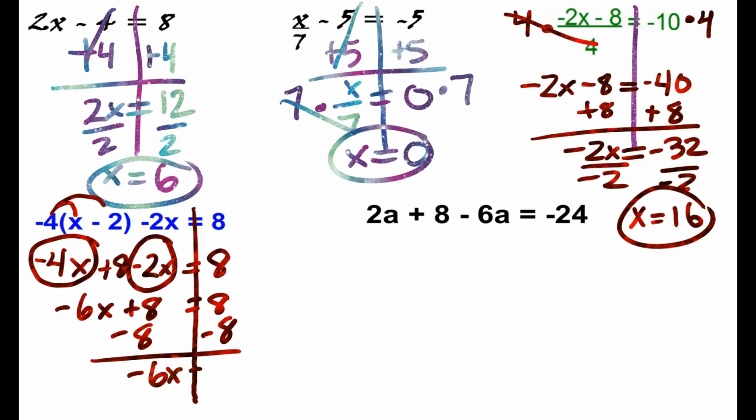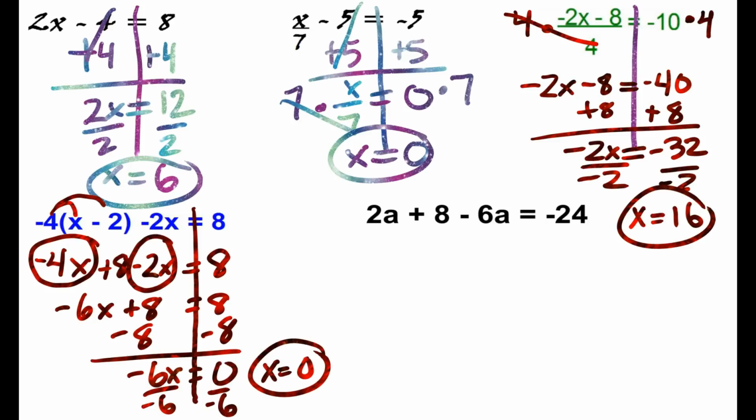Negative 6x is equal to 0. Here's another 0 problem. Where does this thing come from? Okay, and then we divide by negative 6, divide by negative 6, x is equal to 0.